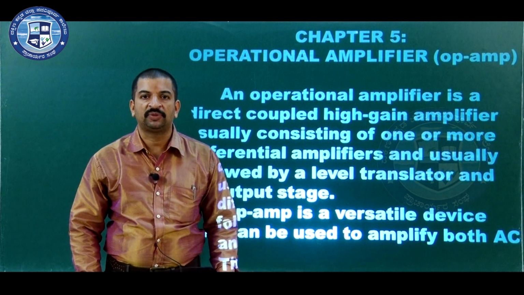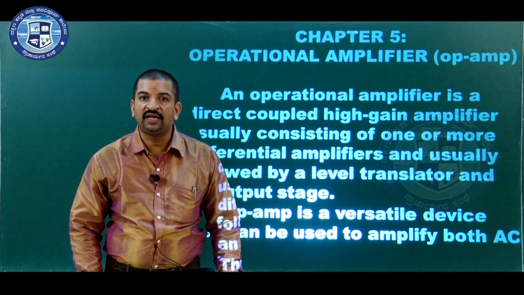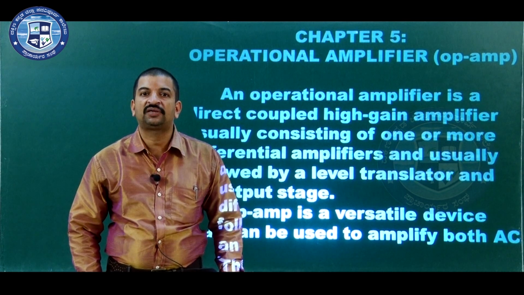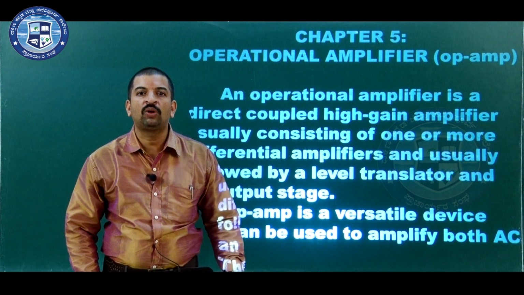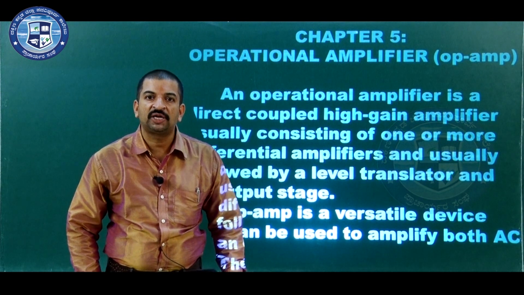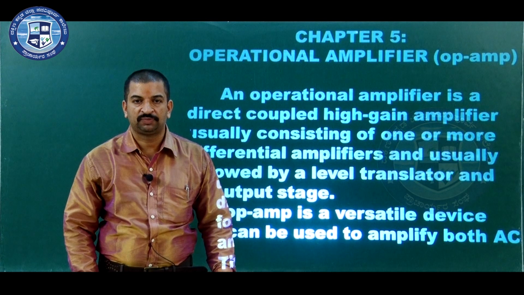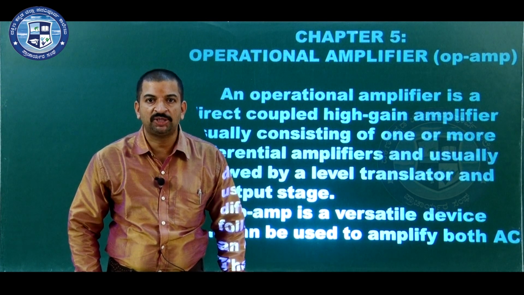Now, what is op-amp or operational amplifier? An operational amplifier is a high gain direct coupled versatile amplifier, usually consisting of one or more differential amplifiers along with a level translator and an output stage. The op-amp is used for a number of applications.